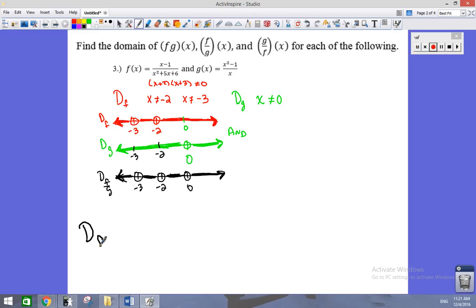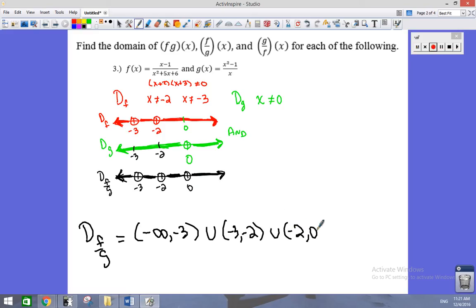The domain of f over g is equal to, well, if you're in this interval that's on the far left, you exclude negative 3, or if you're in the middle here between negative 3 and negative 2, or if you're in this middle portion between negative 2 and 0, and if you're bigger than 0. So there's my domain for f divided by g.